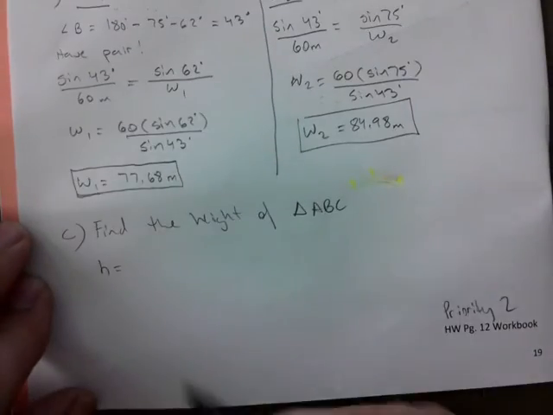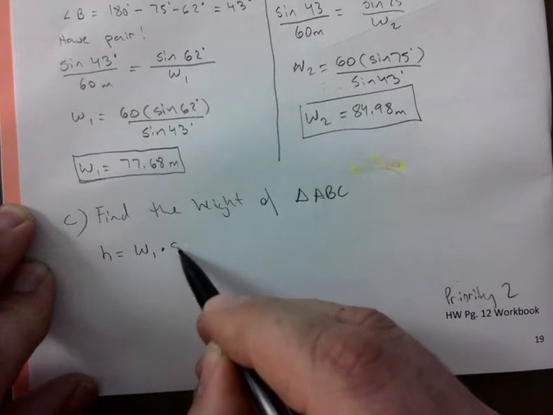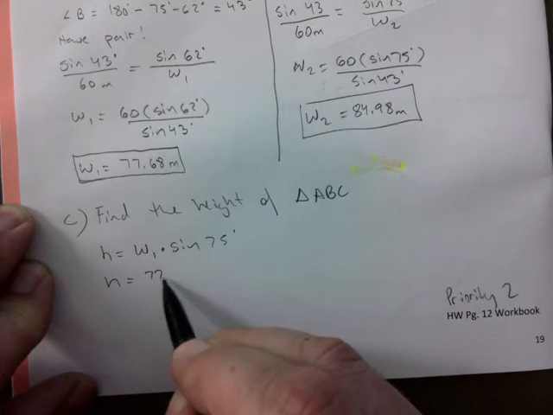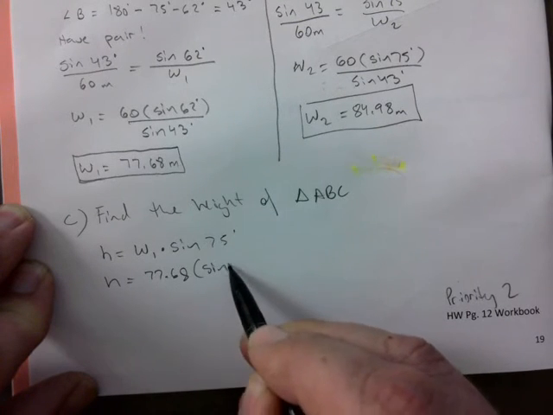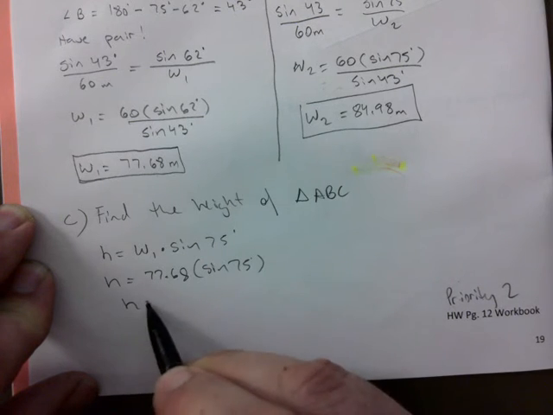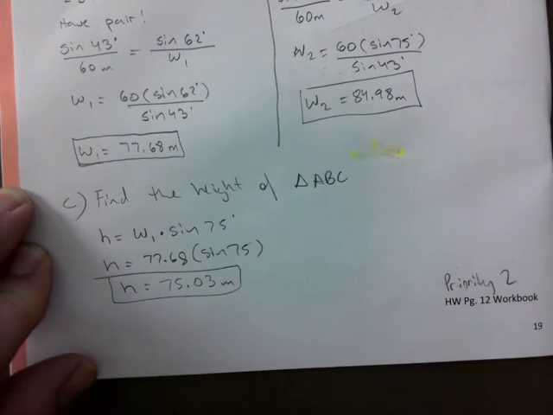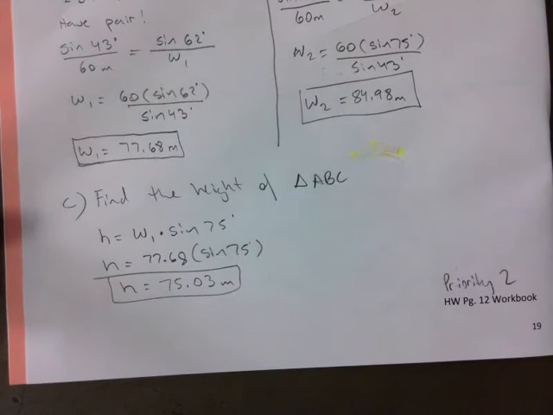Okay, I will use W1 times sine of 75, and so that is 77.68 times sine of 75, and that is 75.03 meters. Okay, and there you have a full word problem. I'm just going to say this. We didn't find an angle here. I don't want you to forget how to do that, right? We didn't use cosine law, but I don't want you to forget how to do that.